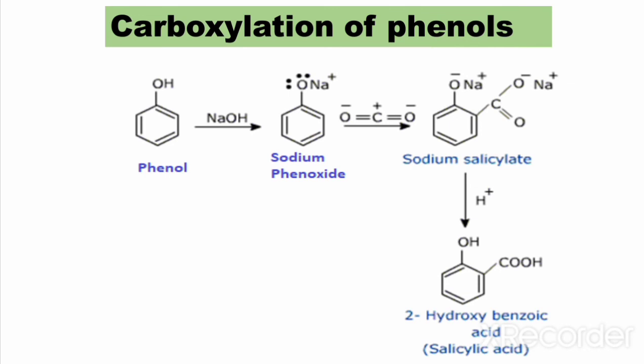So carboxylation of phenols means the addition of a carboxylic group on the phenol. So the phenol will remain the same, with the hydroxyl group, and along with it the carboxylic group will also attach on this phenol. So the final product is salicylic acid. This is the common name of 2-hydroxybenzoic acid.